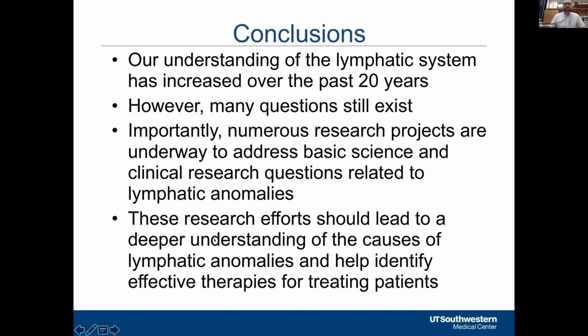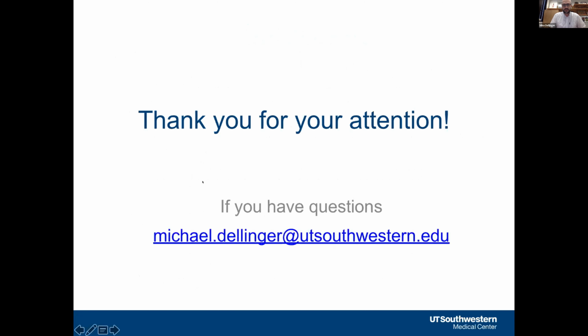To conclude this part of the presentation, our understanding of the lymphatic system has increased over 20 years, however, many questions still exist. But importantly, there are numerous research projects underway to address the basic science and clinical research questions related to complex lymphatic anomalies, and these efforts should lead to a deeper understanding of the causes of these diseases and help identify effective treatments for patients. I just want to thank you for your attention, and if you have any questions, I just have my email there, and now I'm going to pass this on to Tim.